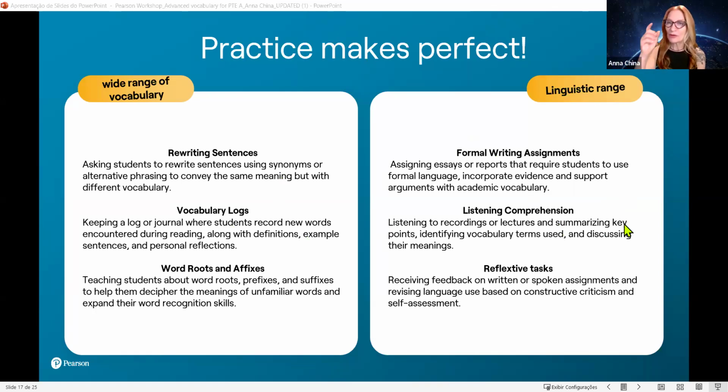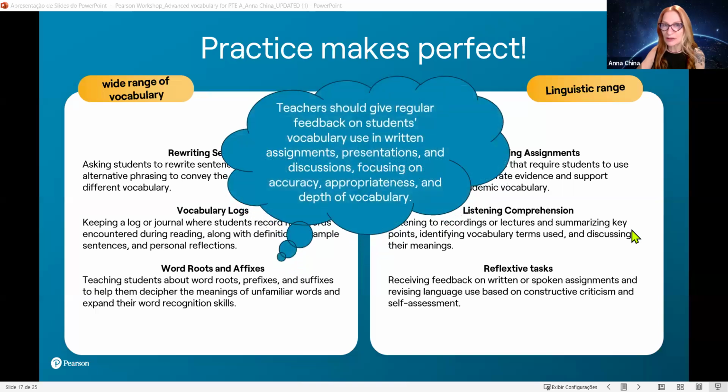And of course, reflexive tasks. So always give feedback to our students. Teachers should give regular feedback in discussions, showing the accuracy. So our feedback will definitely encourage the student, it will promote learning. We need to be really attentive and there on the spot, encouraging, correcting, providing feedback to our students.